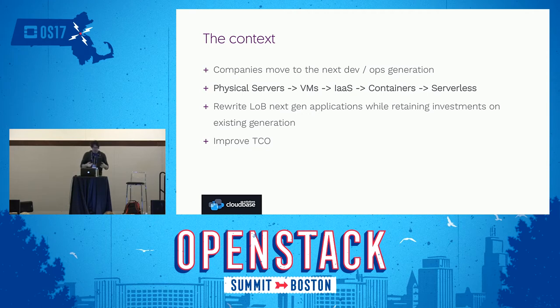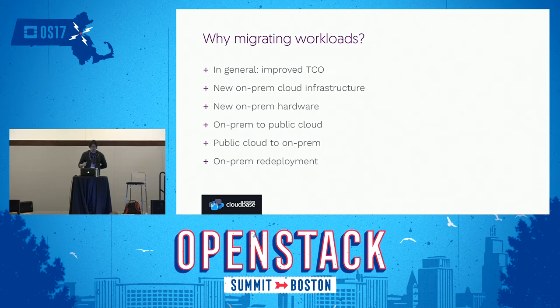In the moment in which you move from one generation to the other, there is always a cost associated. But if you do things right, you're also improving the TCO. Of course, there is no particular reason to move from one generation to the other if you don't improve your investments, your total cost of ownership. So let's talk about why we do it. As I was mentioning before, in general, what we're trying to achieve is to improve our total cost of ownership.